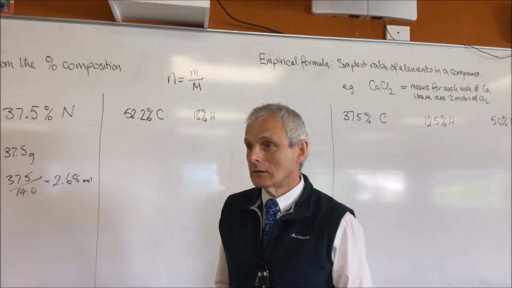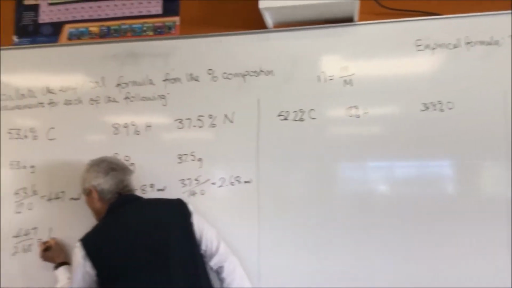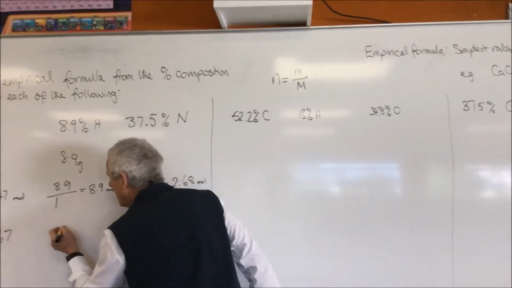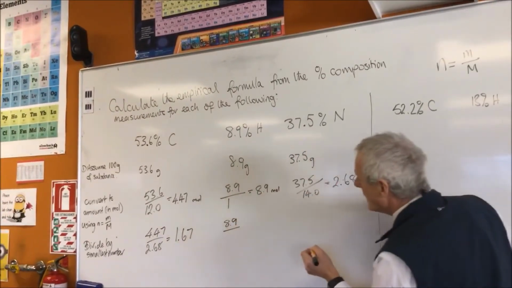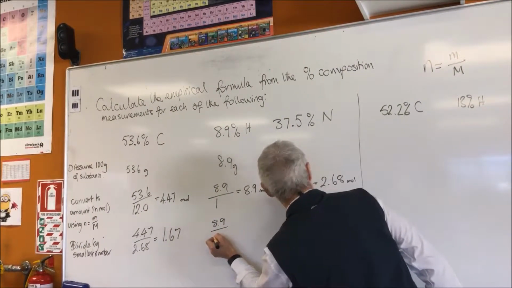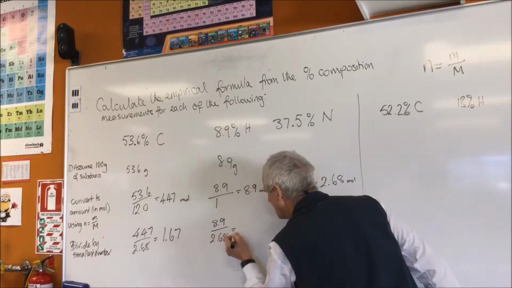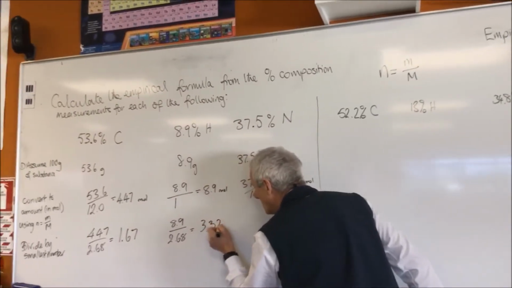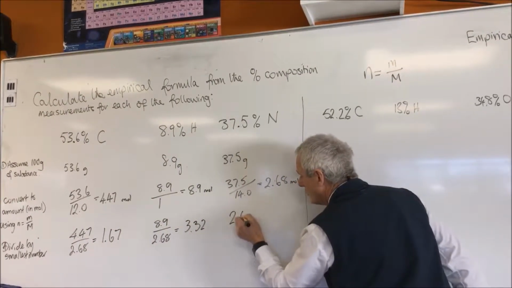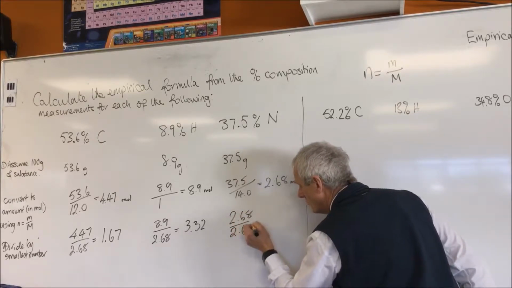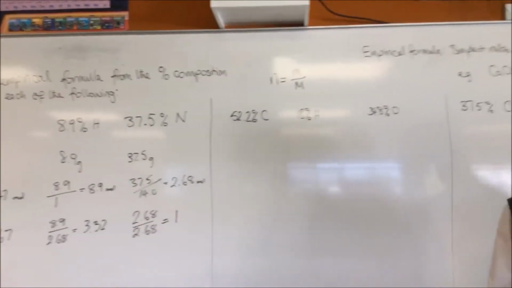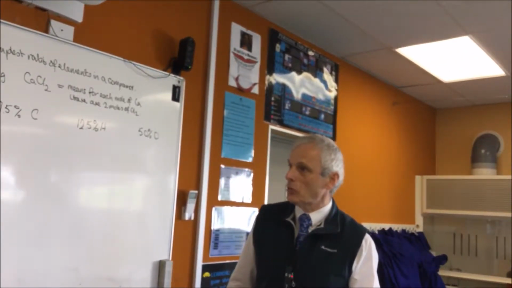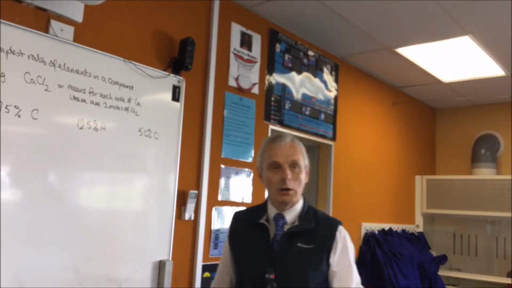1.67. 1.67. Oh dear, we have a problem, Houston. Okay, carry on. 8.9 divided by 2.68 is equal to 3.32. Oh dear. And then we've got 2.68 divided by 2.68. I think I can do that one. 1. So it's telling me I've got 1 nitrogen to 3.32 hydrogens to 1.67 carbons.